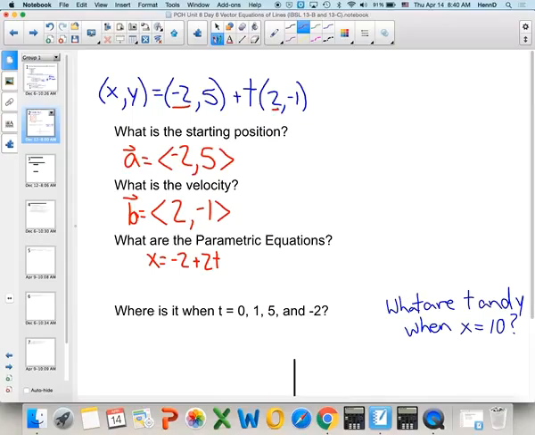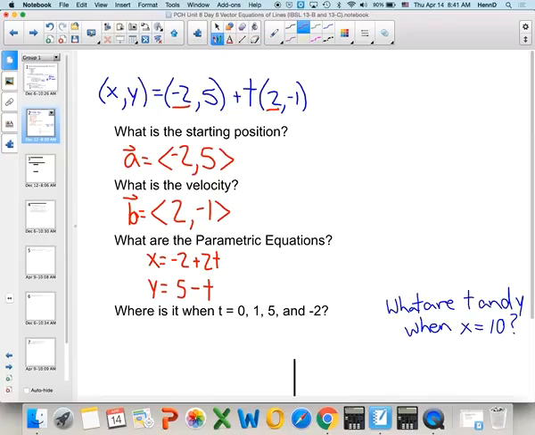-2 is our starting horizontal position. We have a velocity of 2 units in the horizontal direction. So it's -2 plus 2 times t, okay? What about the y parametric equation? What, Marco? 5 minus t. Good. 5 minus t. 5 here, a -1 times t.